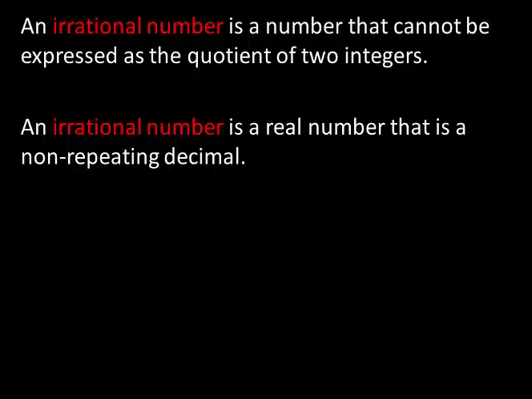Okay, so now let's consider irrational numbers. The real numbers are made up of rational and irrational only. So if the rational numbers were numbers that could be written as a fraction, or alternatively defined as a repeating or terminating decimal, then irrational numbers are simply not rational. An irrational number is a number that cannot be expressed as the quotient of 2 integers, cannot be expressed as a fraction. Or we could say, alternate definition, an irrational number is a number that is a non-repeating decimal.